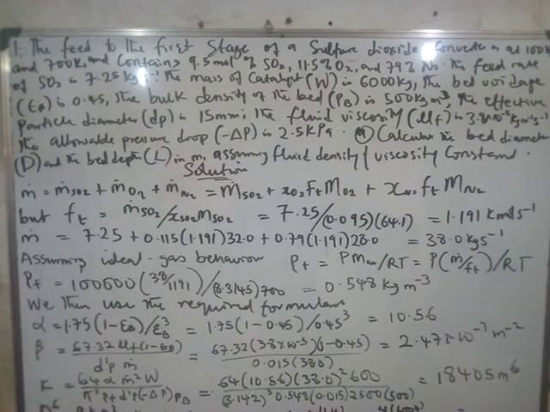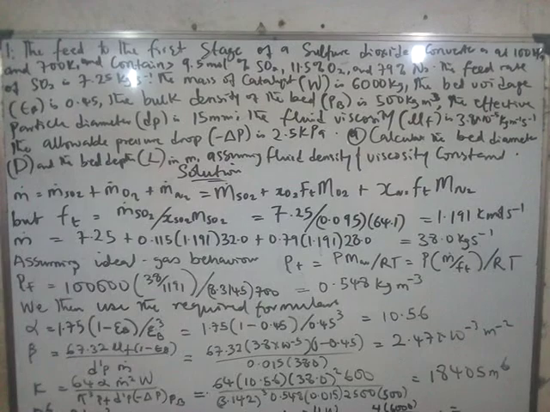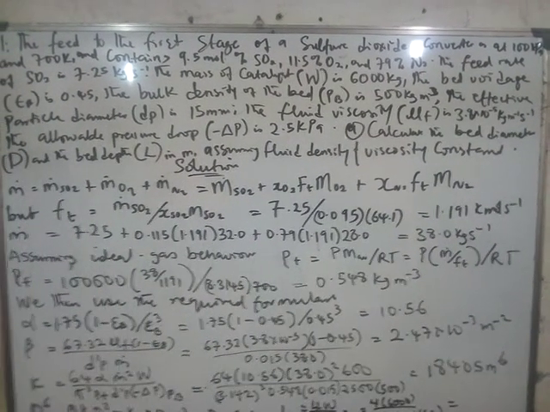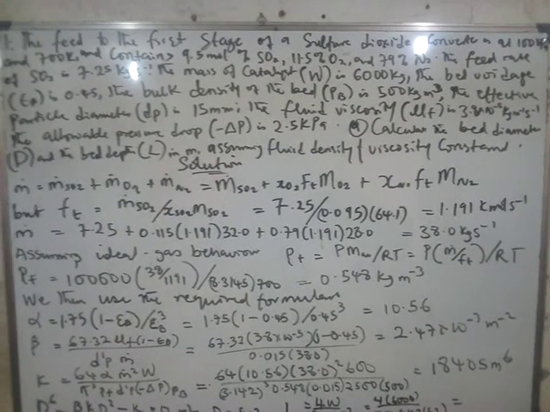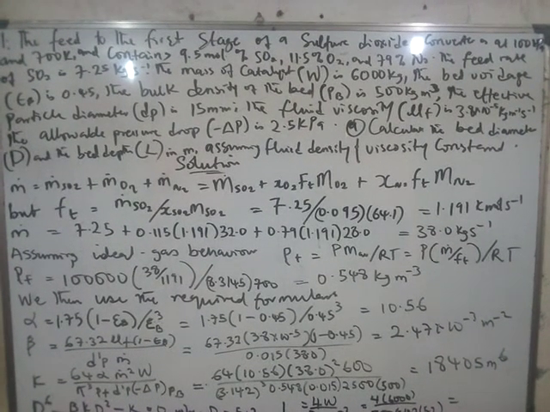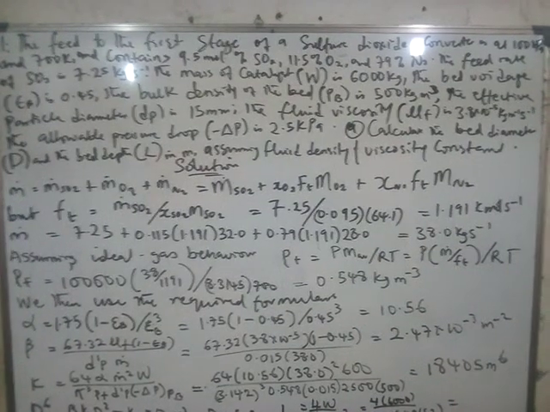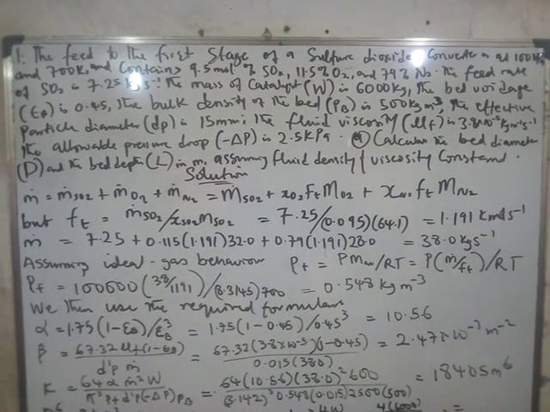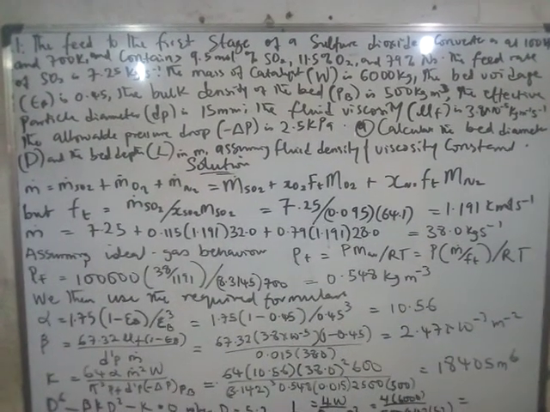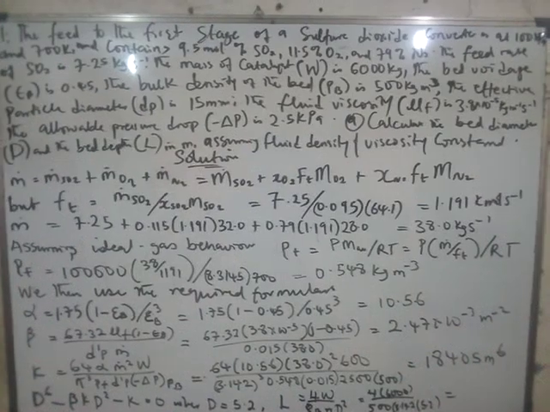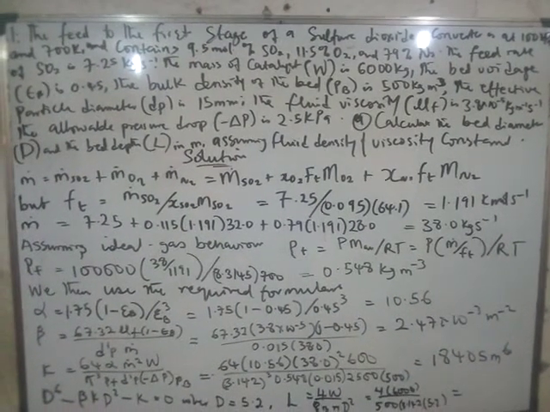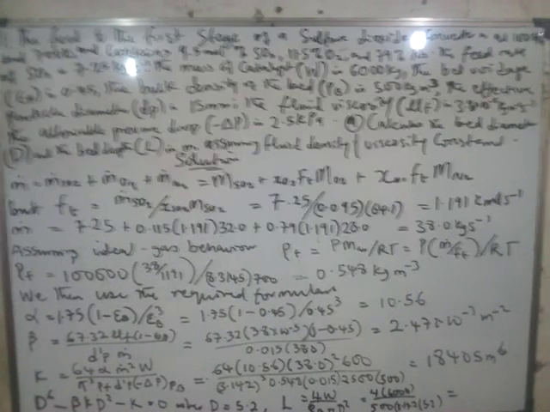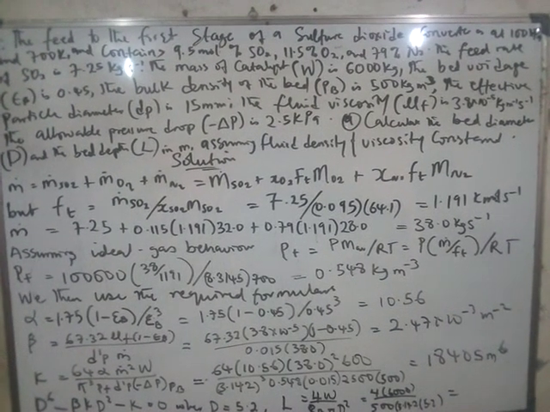The mass of catalyst is 6,000 kilograms. The bed voidage is 0.45. The bulk density of the bed is 500 kilograms per meter cubed. The effective particle diameter dp is 15 millimeters. The fluid viscosity is 3.8 times 10 to the power minus 5 kilogram per meter per second. The allowable pressure drop is 2.5 kilopascal. Calculate the bed diameter D and the bed length in meters, assuming fluid viscosity and density to be constant.